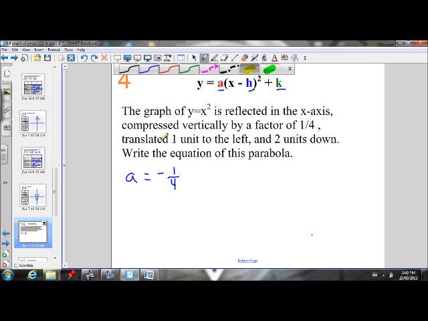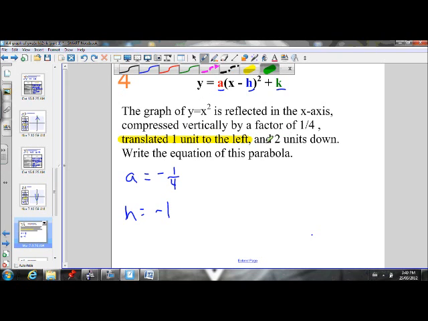Okay, so we've used that information. Now, what else does it tell us? It tells us it's translated 1 unit left. Let's do that first. We know horizontal translations, h is responsible for that. If it moves to the left, it must be a negative h value. So our h value here must be -1.